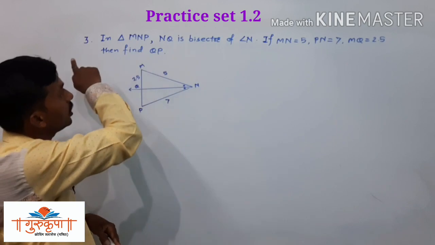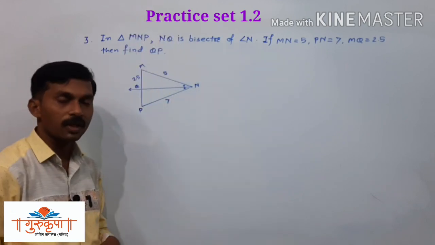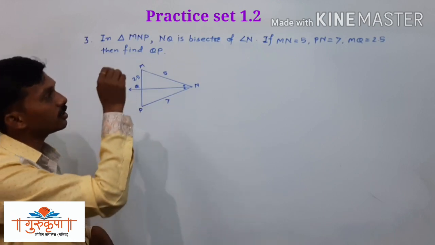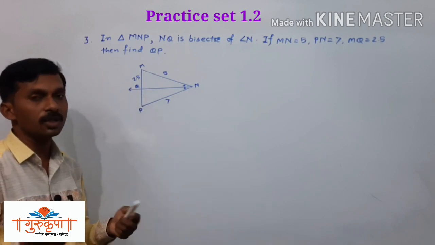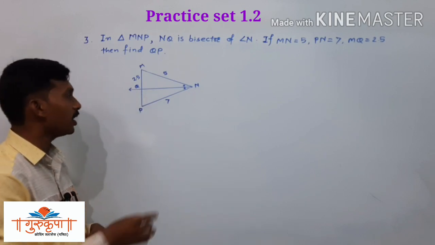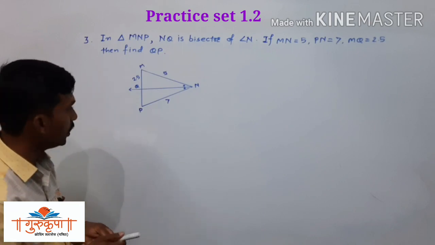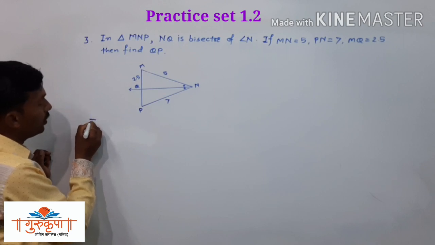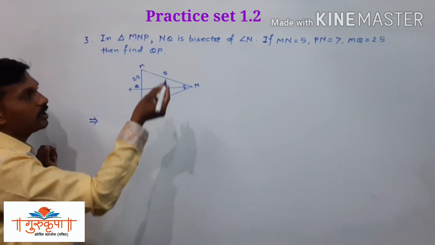Now if we read the question carefully, here it is given that NQ is the bisector of angle N. Since we are able to use the angle bisector property to find this side QP, we will use the angle bisector property and find the length of segment QP. So first of all we will write the information which we have available here. First we draw the diagram. Now we will write the given information.